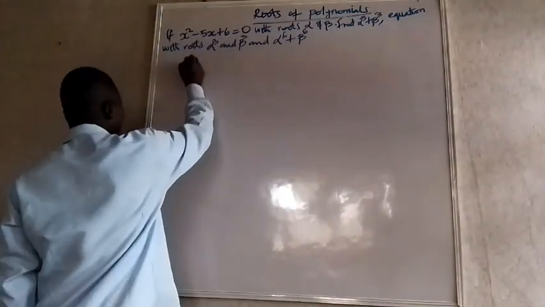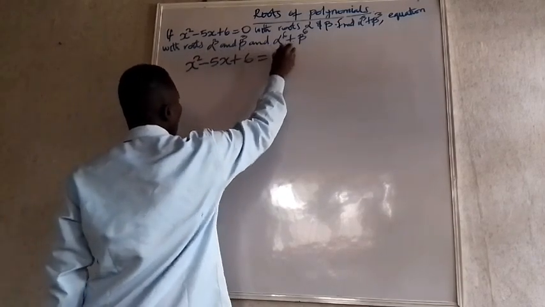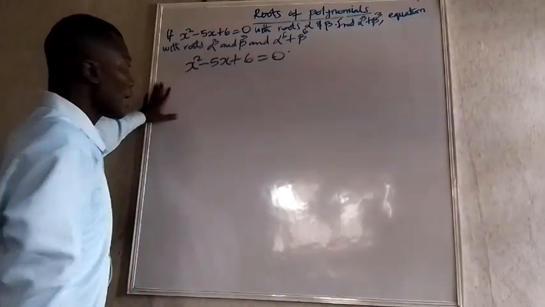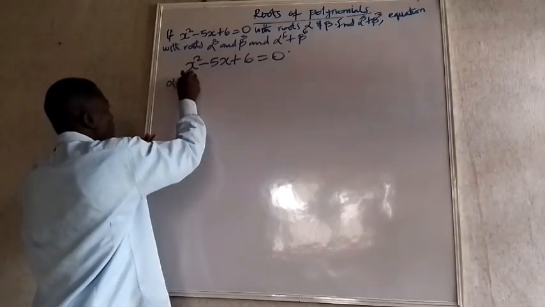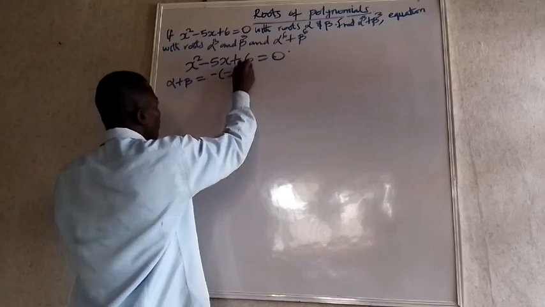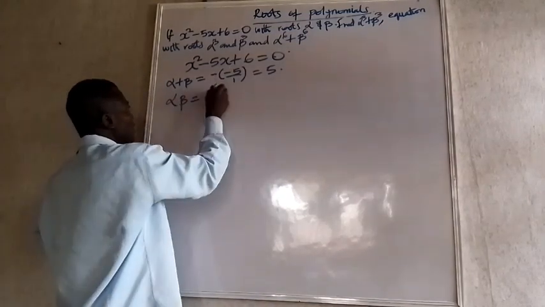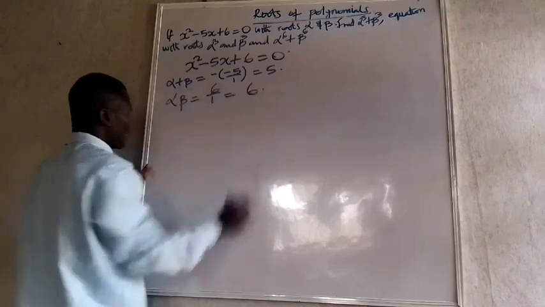When you have an equation like this, we know what our alpha plus beta will be equal to: minus 5 over 1. That is 5. Alpha beta will be equal to 6 over 1. That's 6. That's the product.